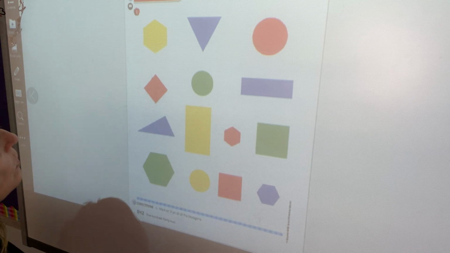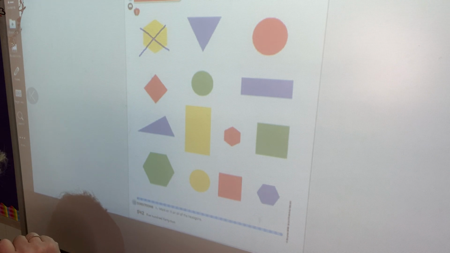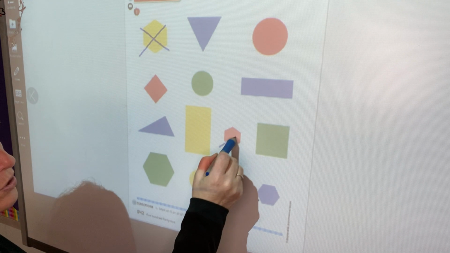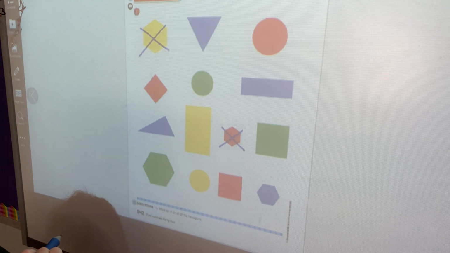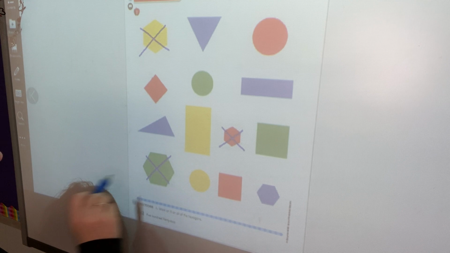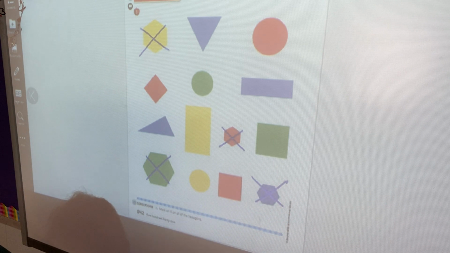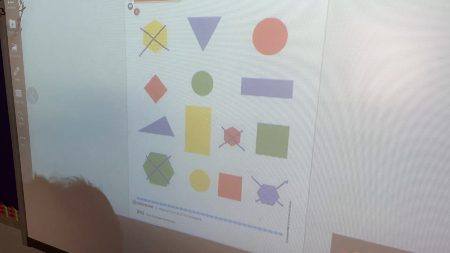6-sided, 6-cornered shapes. 1, 2, 3. Good job, friends. And 4. Those are your only hexagons here. That didn't take us long. You know what's coming next.